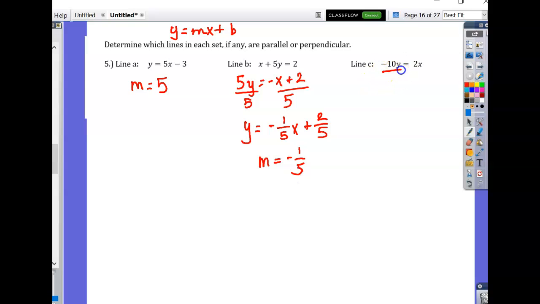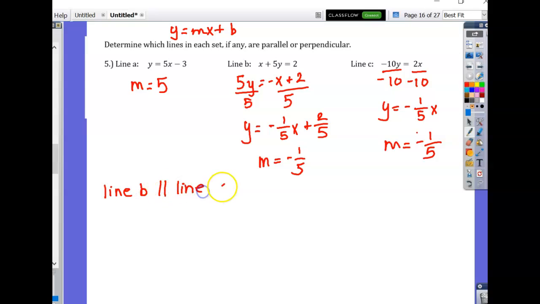In line C, I'm going to divide both sides by -10. So y = -1/5 x. Our slope here is -1/5. Just starting out, it looks like line B and line C have the same slope, so we can easily say that line B is parallel to line C because they have the same slope. If you look at line A, it is actually going to be perpendicular to line B, because they have negative reciprocal slopes, and line A is also perpendicular to line C.